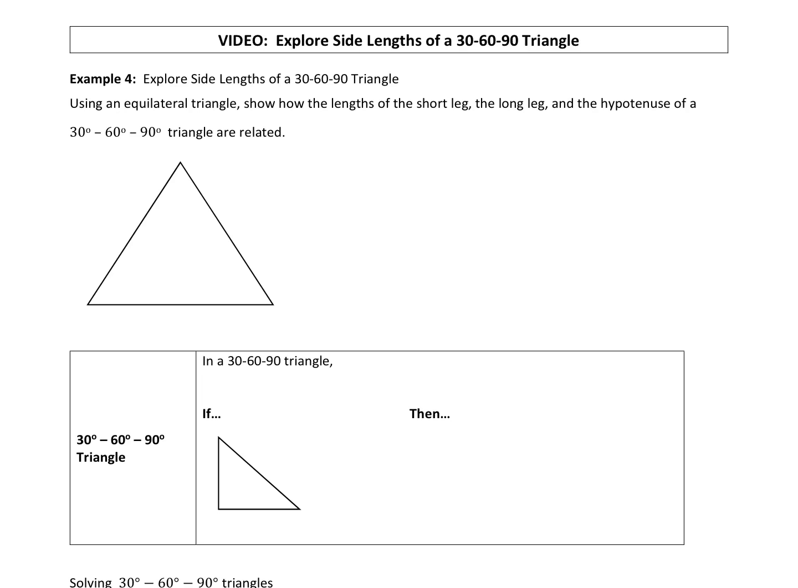So we just got through working on our 45, 45, 90 triangle, which is just a very common triangle in math. Another common triangle you see a lot is a 30, 60, 90. So we're going to use an equilateral triangle to show how the lengths of the short leg, long leg, we know about those in right triangles, and the hypotenuse of a 30, 60, 90 triangle are related. So what do we know about equilateral triangles?